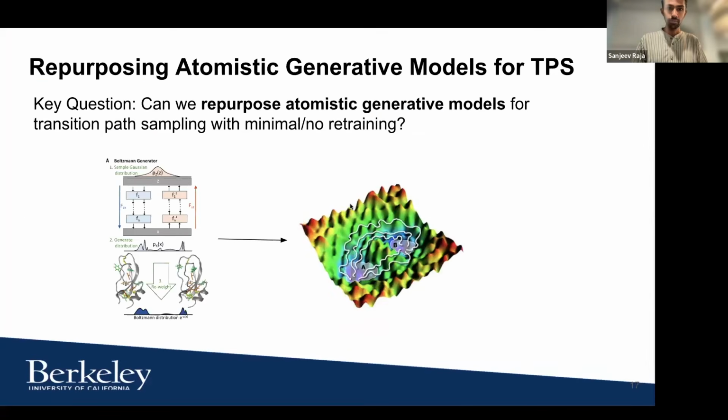And so the question we asked in this work is, given that generative models are becoming an increasingly popular and promising approach for sampling from high dimensional atomistic systems, could there be a way to repurpose these atomistic generative models to generate hypotheses for transition path sampling in a minimal or almost zero shot way? Given that we have these increasingly good models that are trained on a lot of data and have good representations of atomistic systems, is there a way we can leverage those good representations to tackle this important problem?